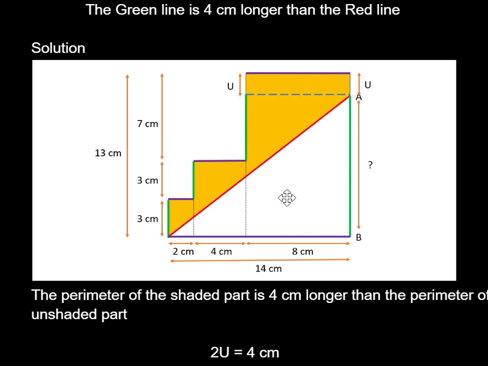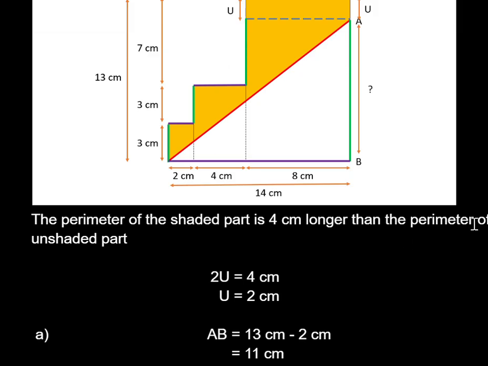When you compare these two figures, there's only one thing that we are not able to match together: the distance here, which I call U, and an equal distance here, which I also call U, because if you draw a line across, this length is equal to this length. So we can say that the difference between the shaded and the unshaded is actually 2U. The question says that the perimeter of the shaded part is 4 cm longer than the unshaded part, which means that 2U is equal to 4 cm and U is equal to 2 cm.